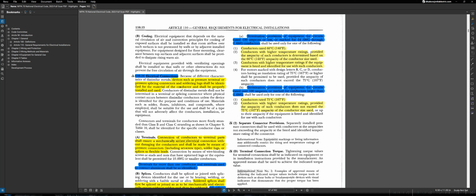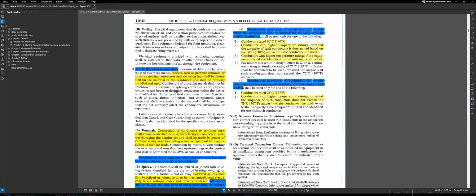Any type of device that we're going to be using to terminate a conductor, as I mentioned earlier, has to be identified for the material that can be used on it. And another point to make here is that if you notice, past our highlight, conductors of dissimilar metals can't be intermixed unless the device is identified for that purpose. So we would not be able to, for instance, put an aluminum and a copper conductor under the same lug unless that lug was specifically rated to do that. Again, the NEC is very big on having things identified for what you intend to do with them.